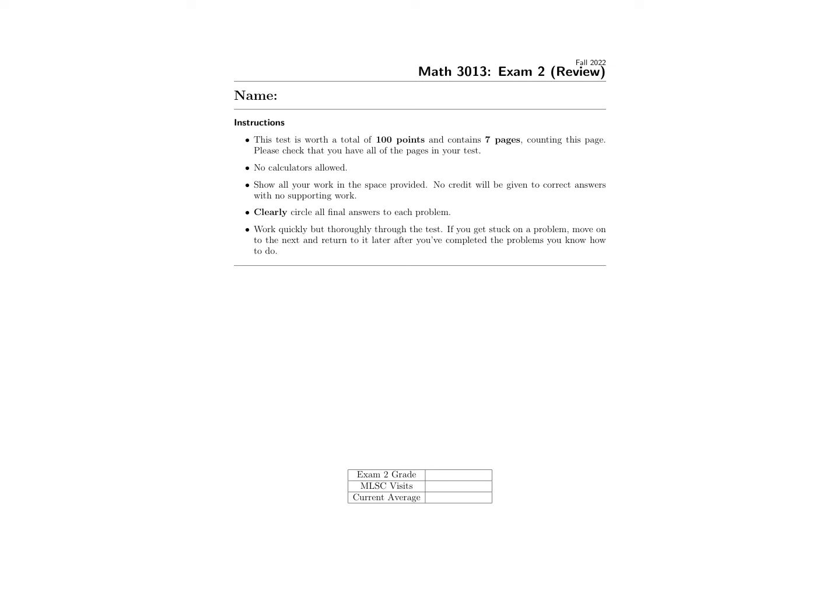Right, so we are looking at the Exam 2 review for Fall 2022 for linear algebra. First it says, state the formula for the inverse of a 2 by 2 matrix. Give an example of a non-zero 2 by 2 matrix that is not invertible.